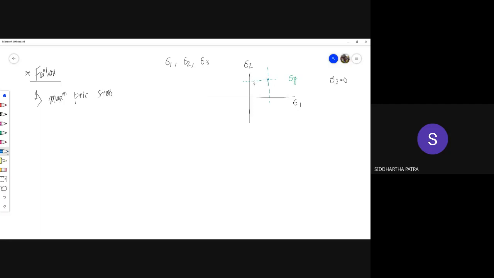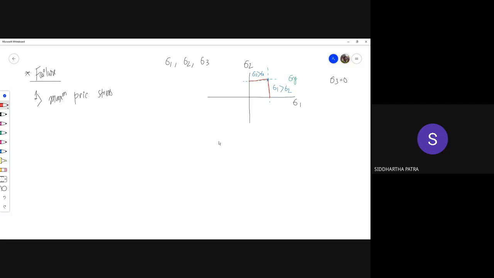But if I move towards the left of it, then sigma 2 is greater than sigma 1. So on this line, you have sigma 2 greater than sigma 1, and on this line, you have sigma 1 greater than sigma 2. So here you will be comparing the value of sigma 1, and if the value of sigma 1 is sigma y, then the failure occurs. Same goes over here: if the value of sigma 2 is sigma y, then the failure occurs. So this is what the failure surface looks like in the first quadrant.